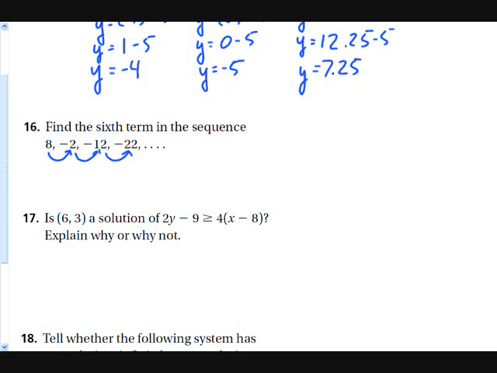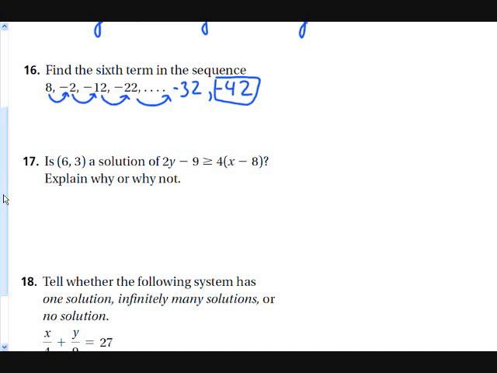And with this one, it looks like what we're doing is we're subtracting 10 each time. In other words, 8 minus 10 gives me a -2. -2 minus 10 gives me the -12. Minus 10 gives me the -22. So minus 10, the next term would be a -32. And then minus 10 for the next term would give me a -42. And that is my sixth term. I already had 4 of them. So the answer here is the -42. And that's it. So it's just identifying the pattern.